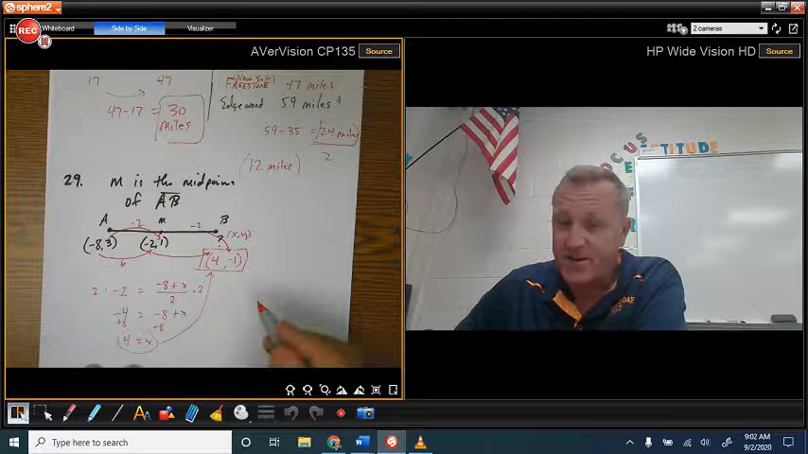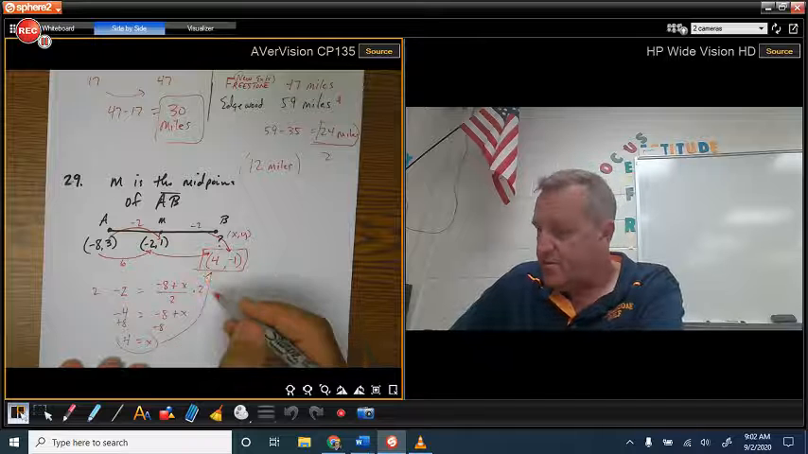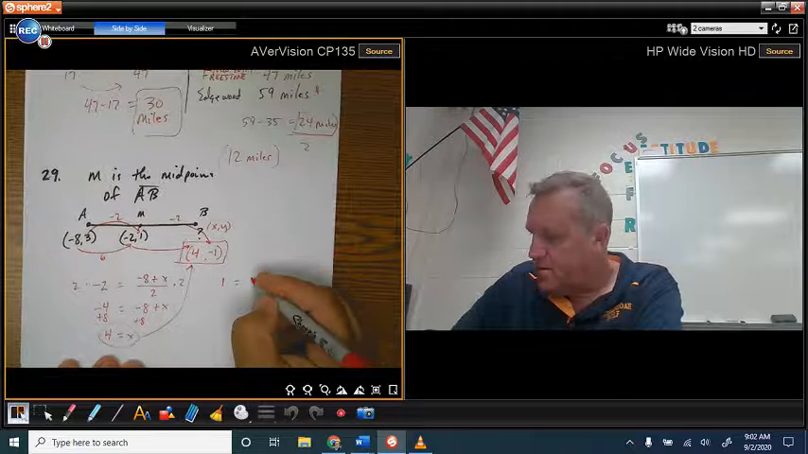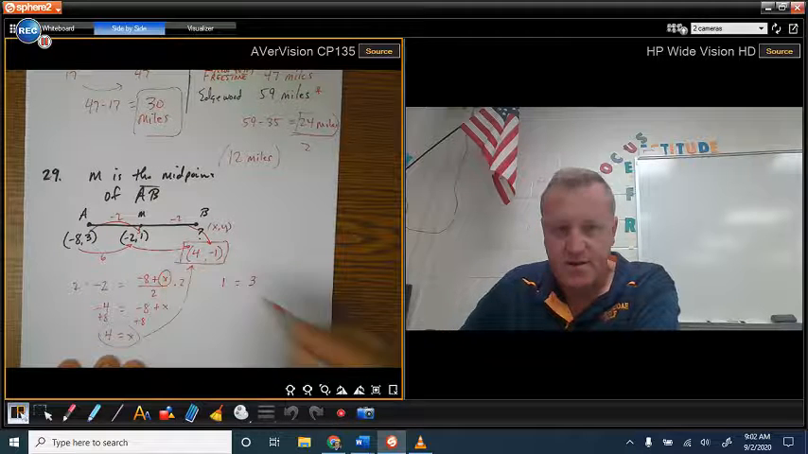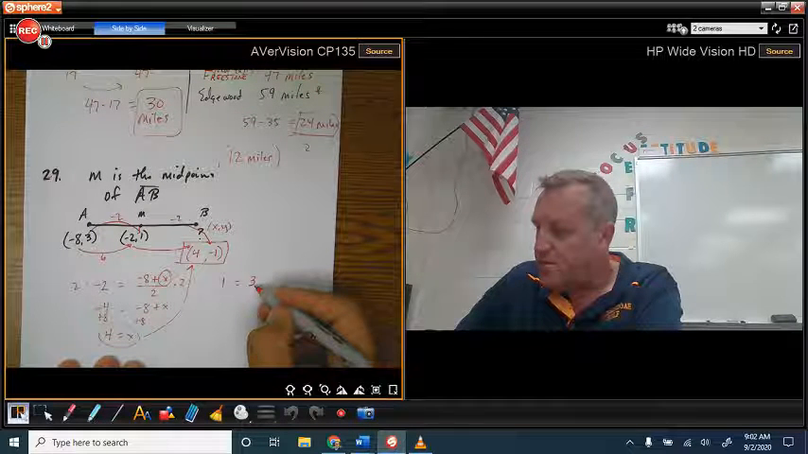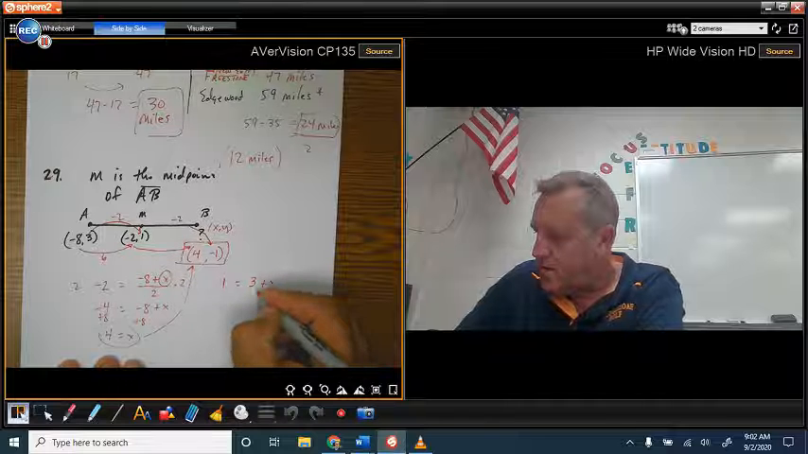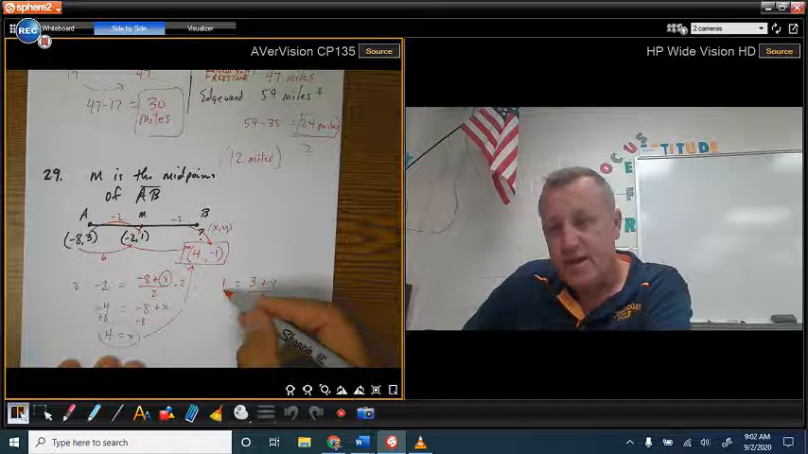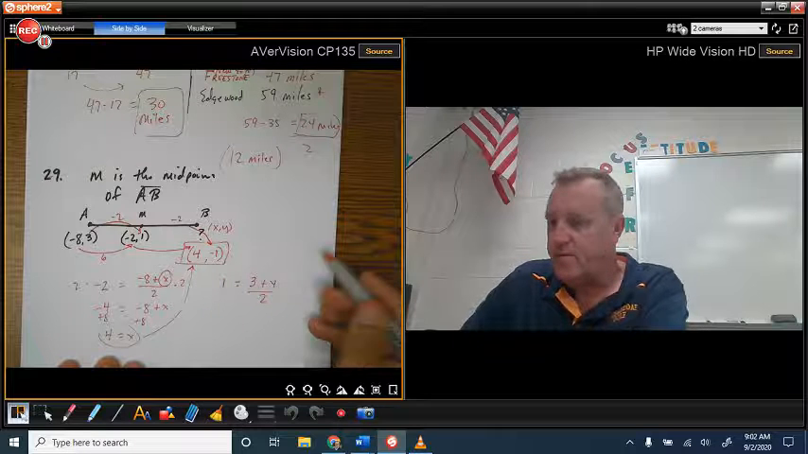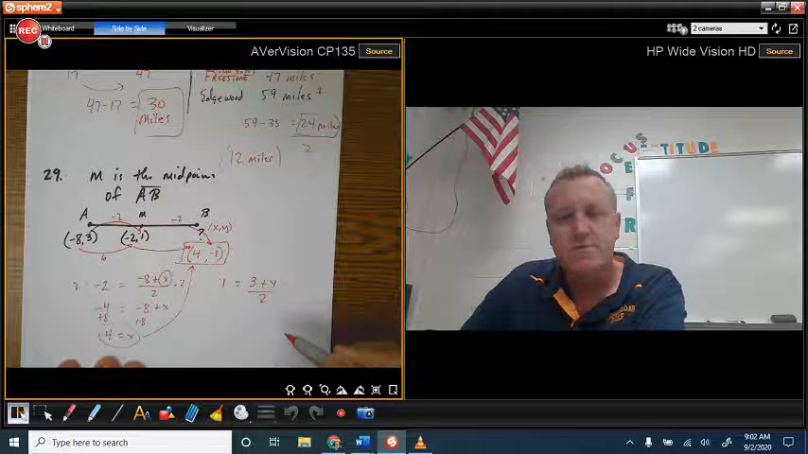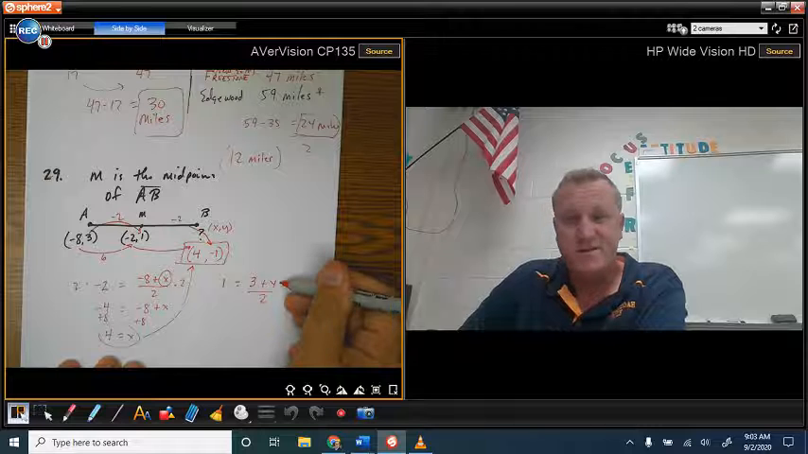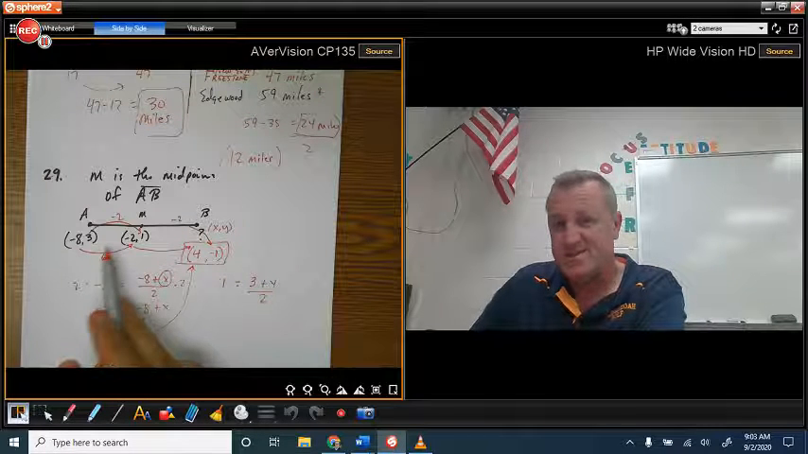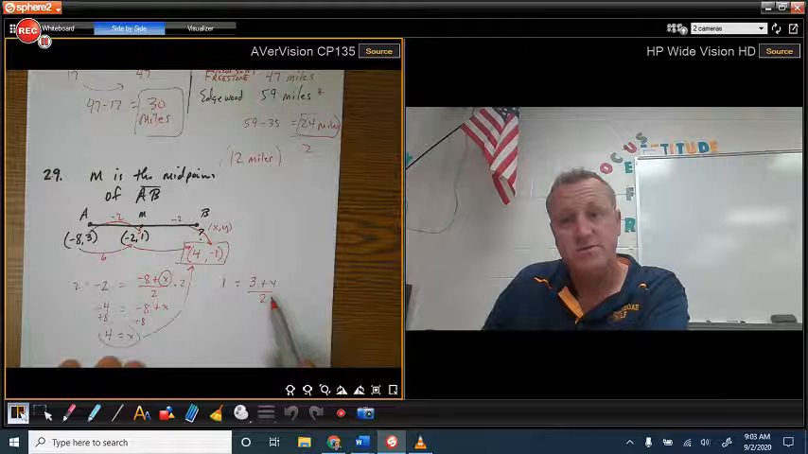Then if I do the y, where's my y? Right there: 1 is equal to 3 plus y over 2. I solved for x over here, and now I'm solving for y. Why do I divide by 2? Because 1 is the midpoint, and by the midpoint formula, we take the two coordinates, add them together, and divide by 2. We just don't know that coordinate, and that's what we're trying to find. So I'm doing this in two ways: we just did it logically, and now we're using the midpoint formula.